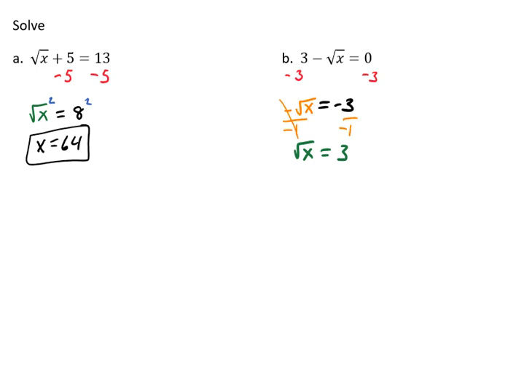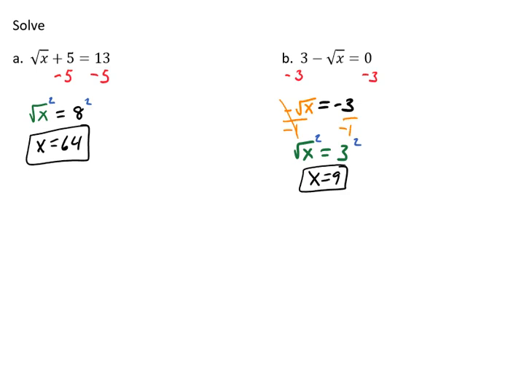equals 3. But again, we need to get rid of the square root now because we want just the x ultimately as our goal. So we're going to square not just the right side, but the left side. You have to square both sides. And that's going to give us x equals 9. And that's going to be the solution.